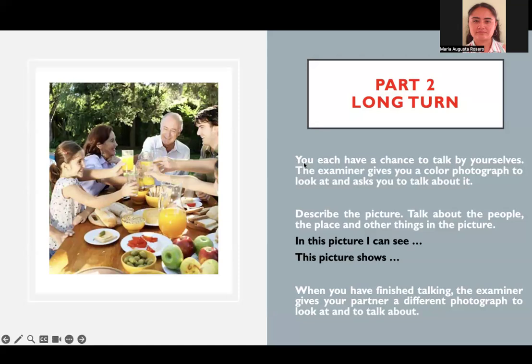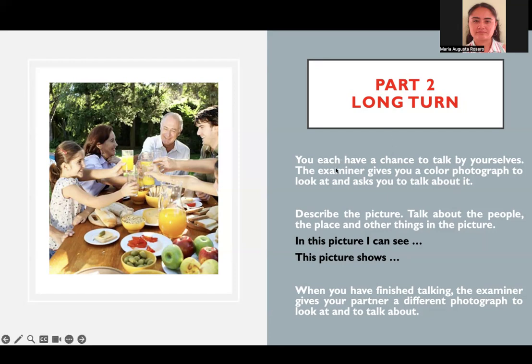So over here, you each, right? Because this is not in pairs, this is individual. You each have a chance or an opportunity to talk by yourselves. So the examiner is not interacting with you, no. So this is the picture you have, and then all the description you can go through regarding this.